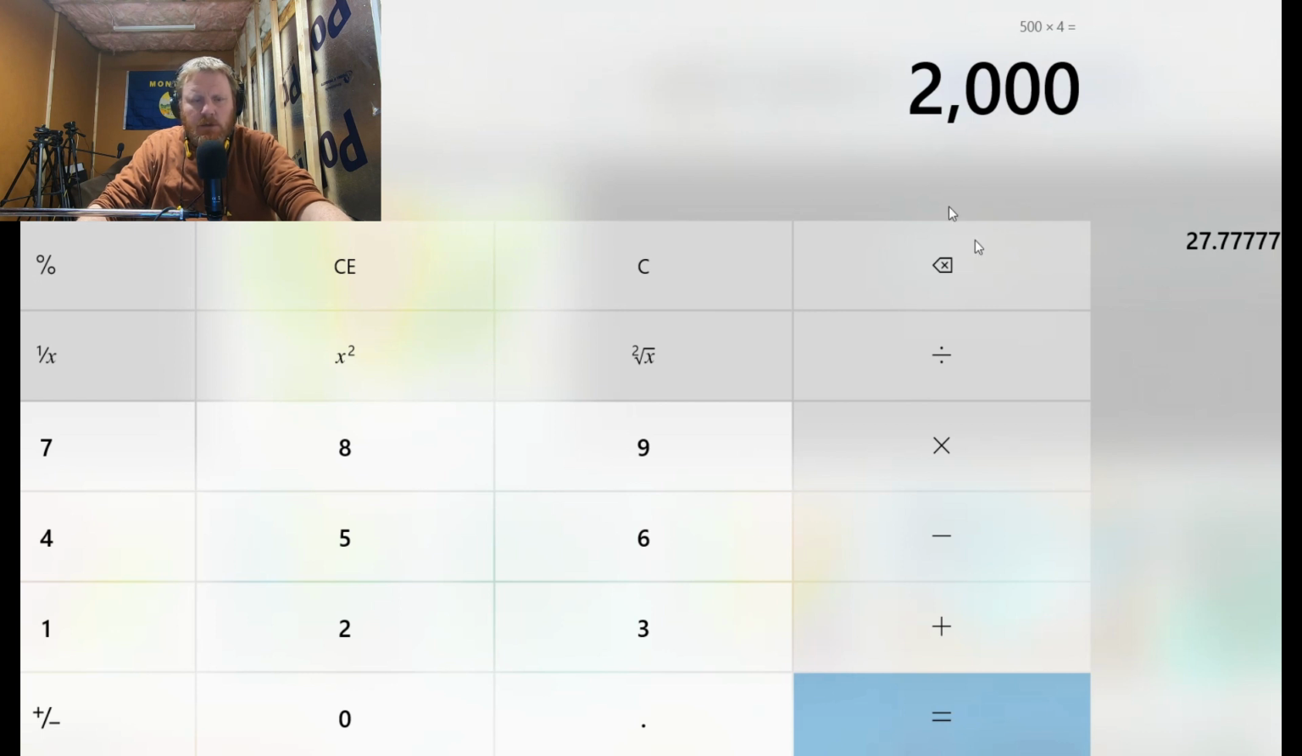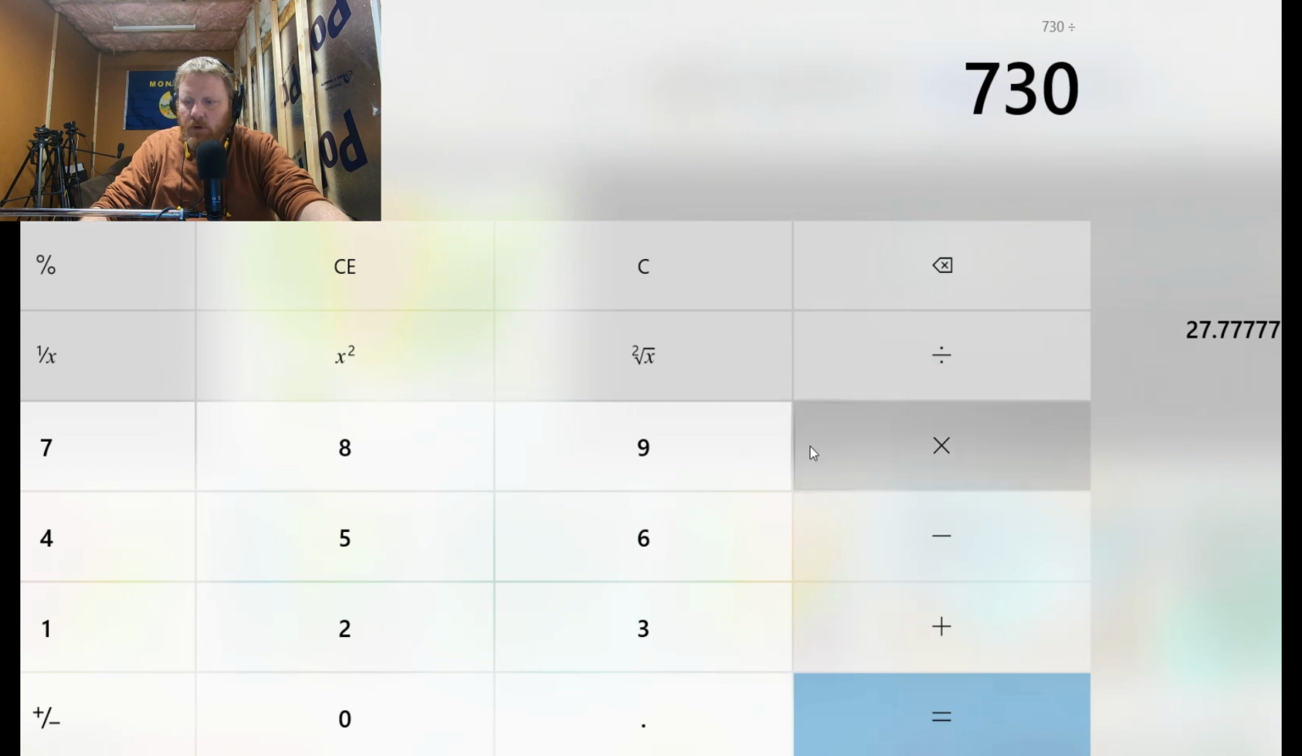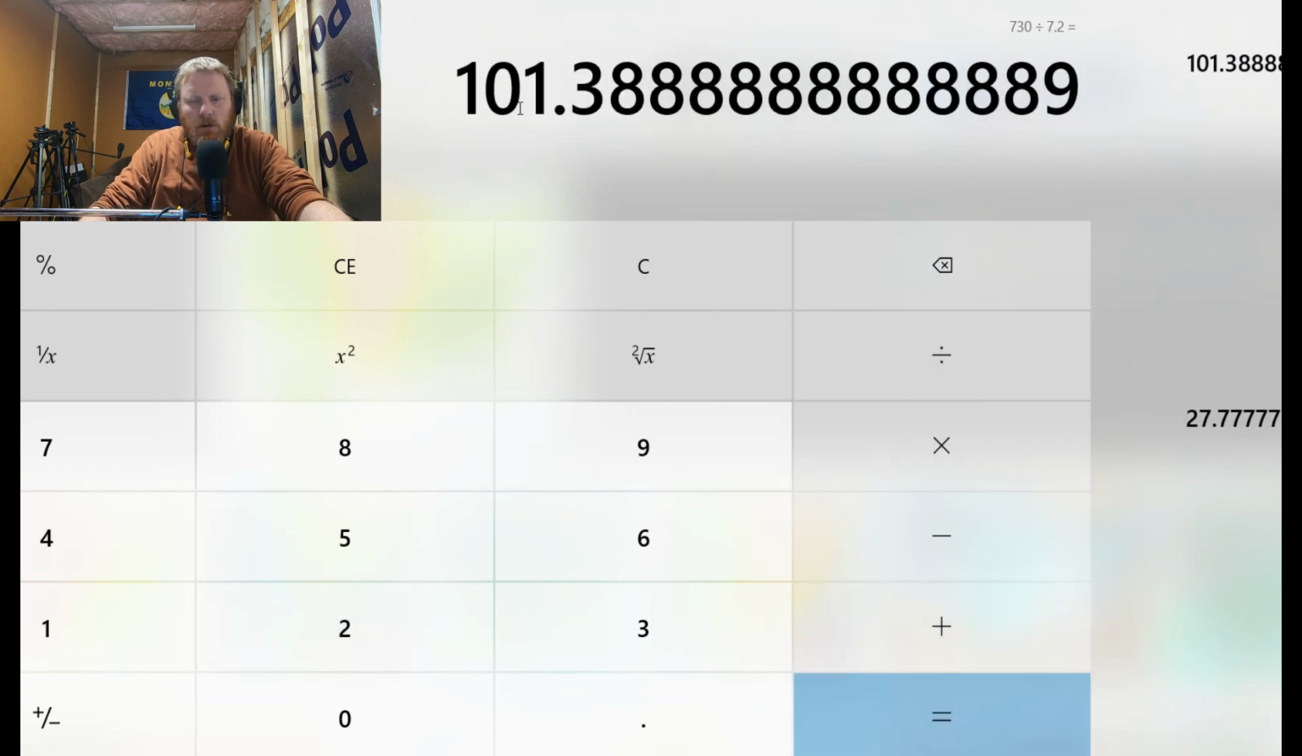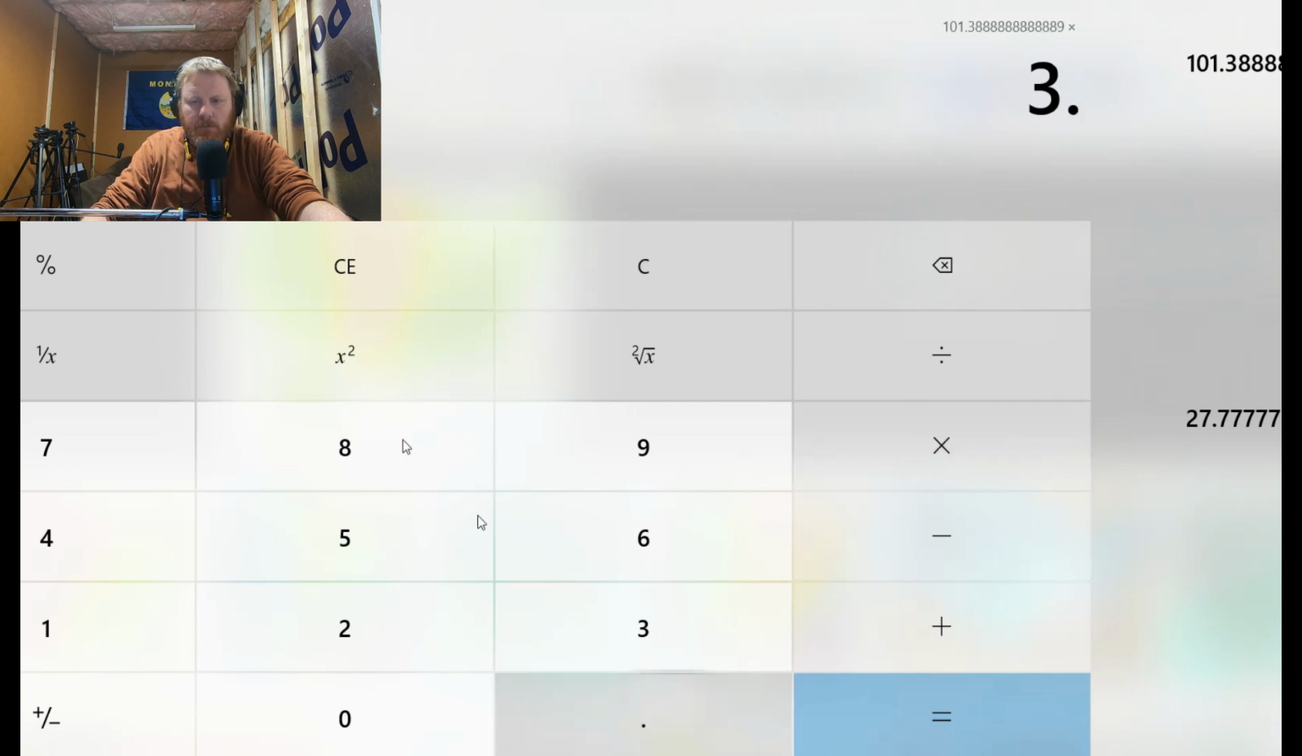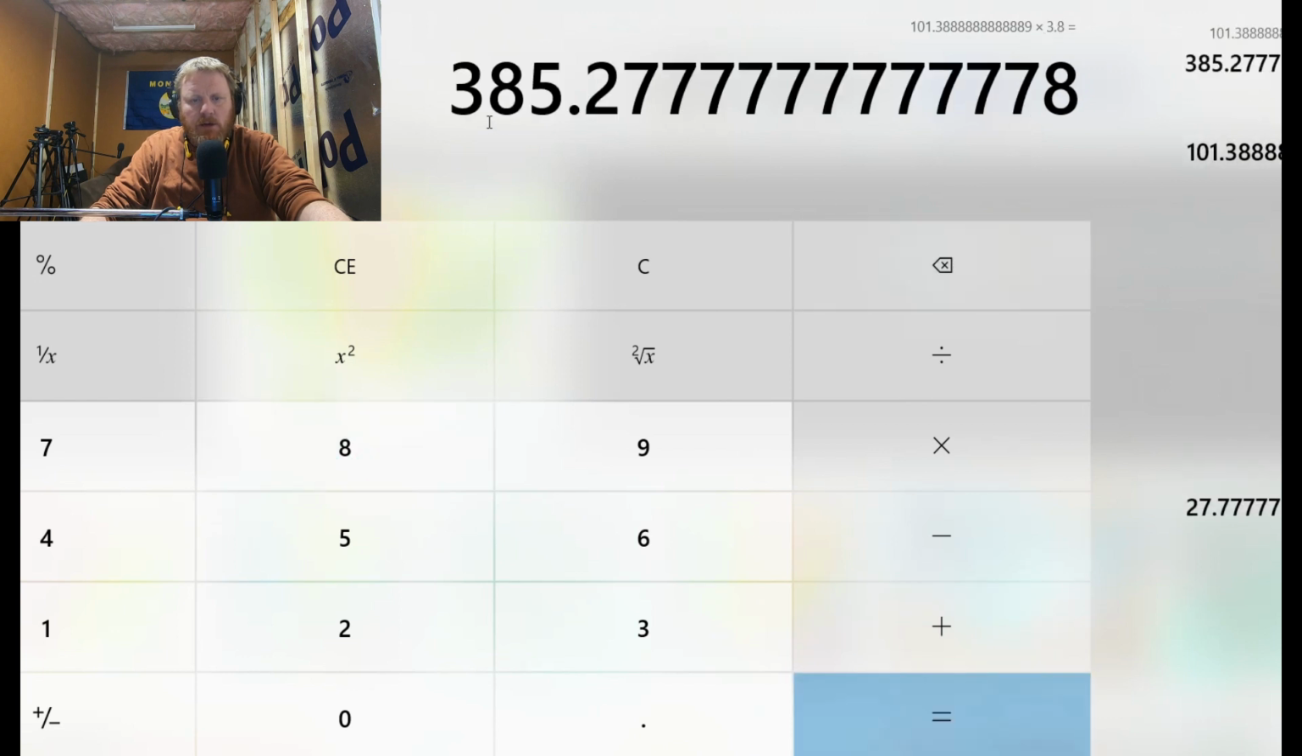We're going to times that by 365. We get 730 kilowatt hours per year. All right. Now we have to divide that, because we're going to convert this into gallons of gas, by 7.2. And that gives us 101 gallons of gas. And we're going to times that by 3.8. And we get $385 a year. So these solar panels can essentially pay themselves off in under 3 years.